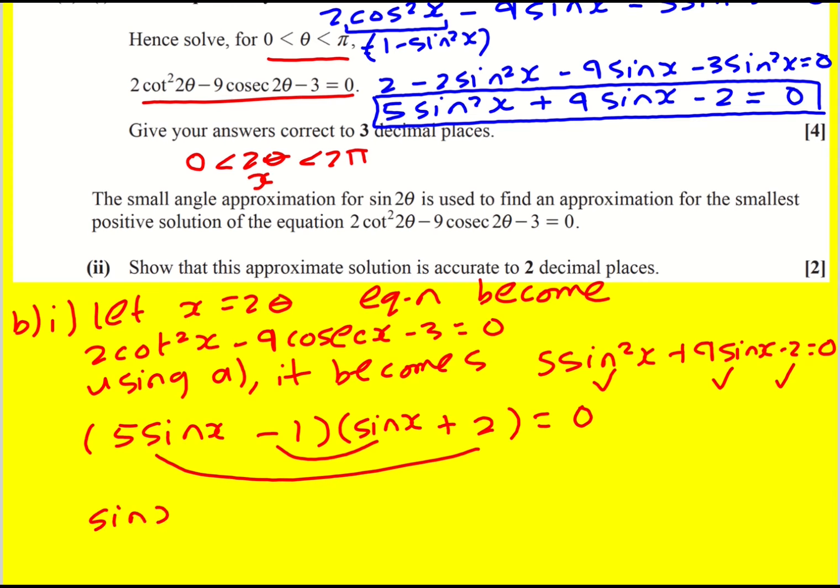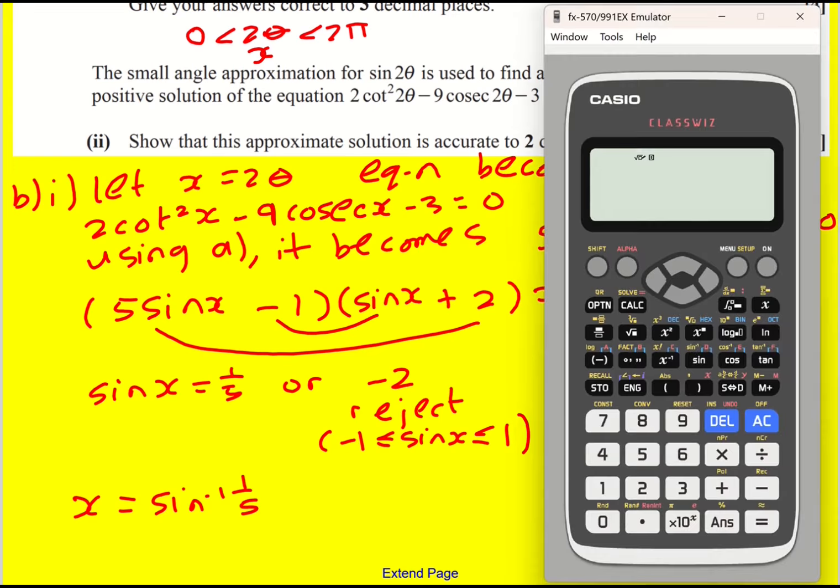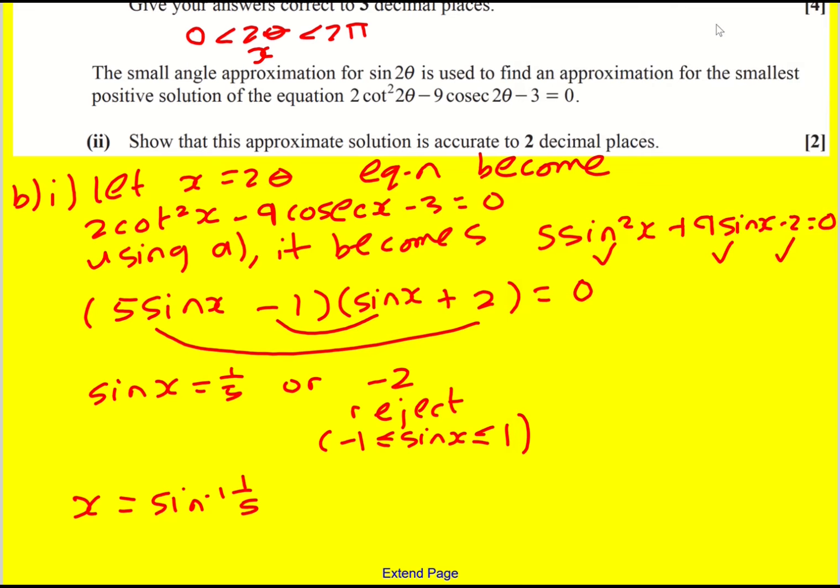So that means sine x is going to equal a fifth or minus 2. I can immediately reject this one because sine has to be between minus 1 and 1. If you don't spot that and you put it in your calculator, you'll get a math error. So then just make sure you do reject it. So that means x is going to be inverse sine of a fifth. Okay, just make sure your calculator's in radians mode. And we get 0.2013.